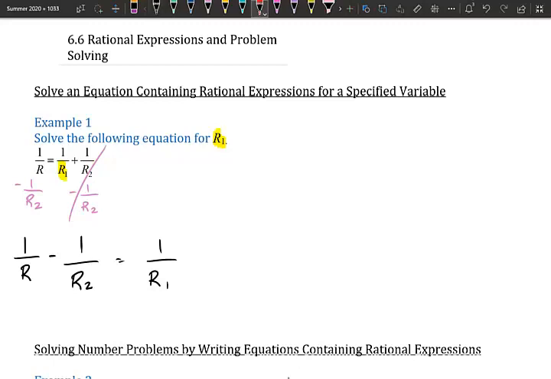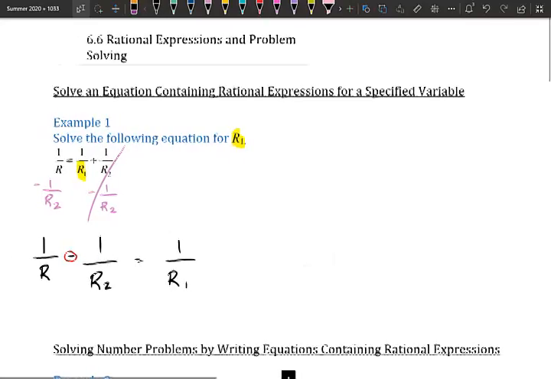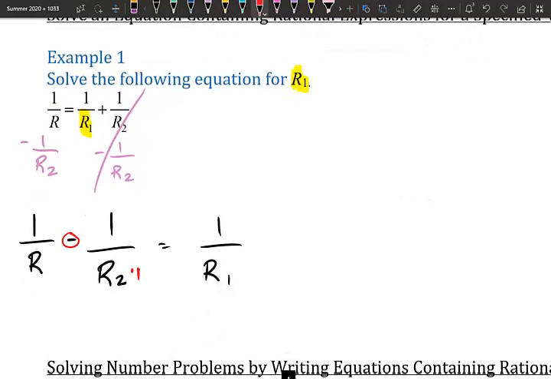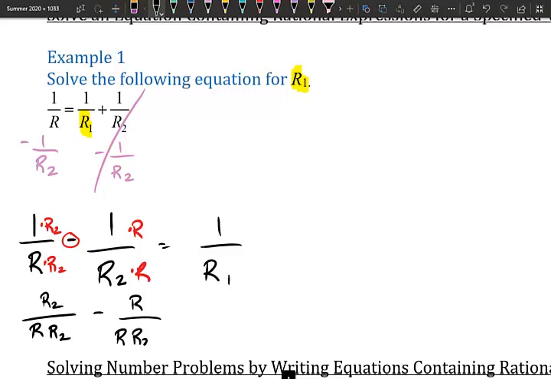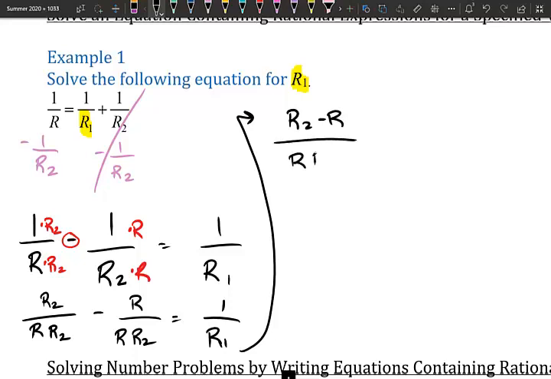So let's look at the left side. The left side is telling us to subtract, so we have to subtract. To subtract them, I'm going to multiply the denominators together, so times r times r2. So on top we have r2 minus r over r2 equals 1 over r1. Gonna move this up here so we can combine like terms. So r2 minus r over r2 equals 1 over r1.